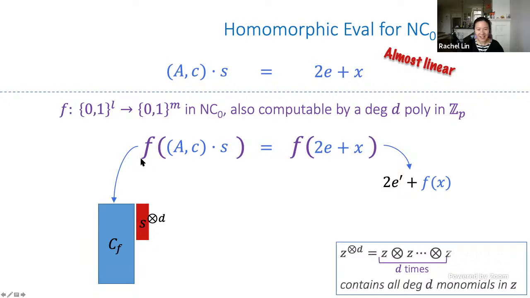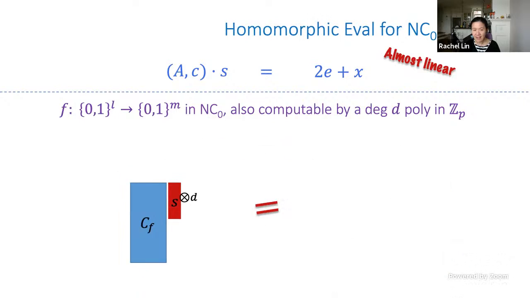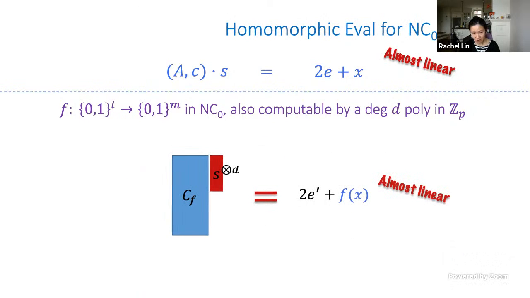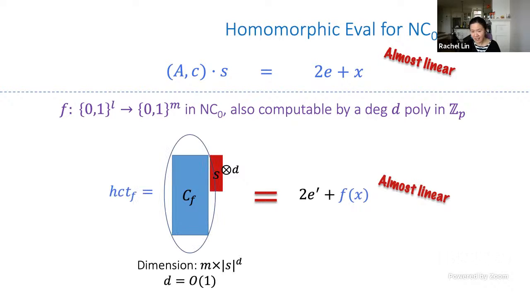On the left-hand side, we can write this degree D computation on A, C multiplied with S as the multiplication between a matrix CF that depends on A and C, and all the degree D monomials in S. We denote all the degree D monomials in S as a vector in tensor notation, where you tensor this vector D times with itself, which definitely contains all the degree D monomials. So the left and right-hand sides are equal, and this gives us a very desirable new decryption equation, which is still almost linear. We can view this matrix CF as the homomorphic evaluation output ciphertext, which has degree D in A, C, the original ciphertext.